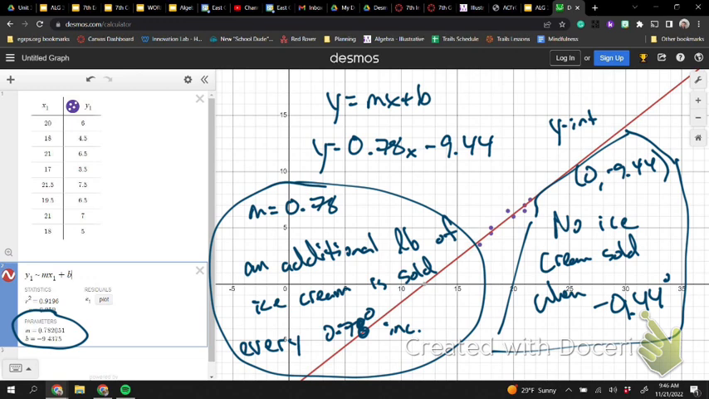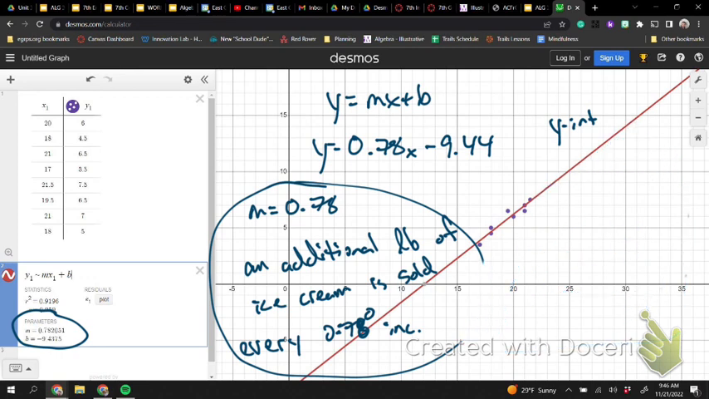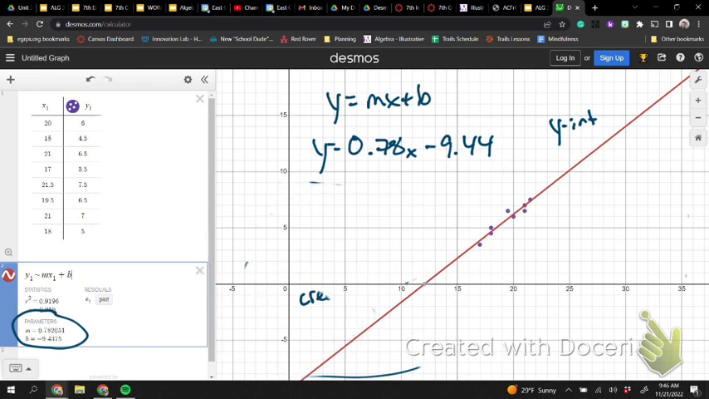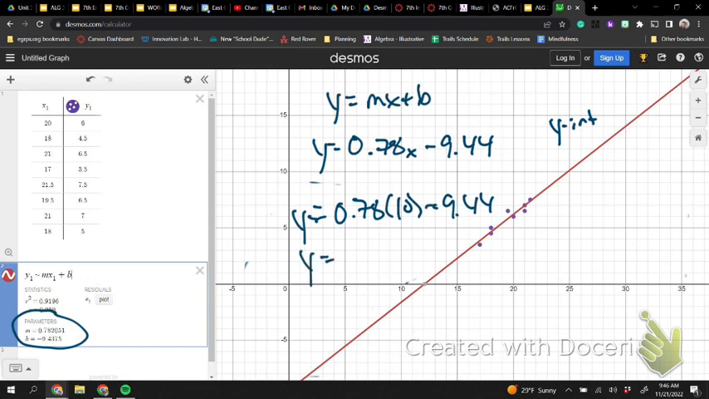Let's say what the temperature would have to be, because I kind of want to apply this line of best fit. What would the temperature be if we sold 10 pounds of ice cream? Because do you guys notice like there's no data points over here? Do you guys see that? Okay, so 10 pounds of ice cream, let's figure that out. If we did 0.78 times 10 pounds of ice cream minus 9.44, what would the temperature be?